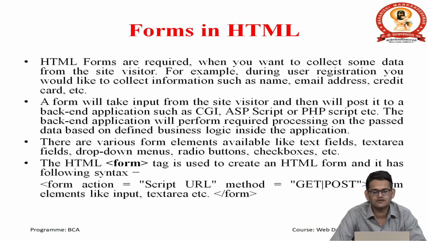So there are various form elements available such as text field, text areas, drop down menus, radio button, checkbox, etc. So these are the elements, or we can say these are the controls which are available under the form tag within the HTML. So what are these? Text field. Text field is basically used to take input like first name, last name, email address. So these inputs can be taken by the help of text field.